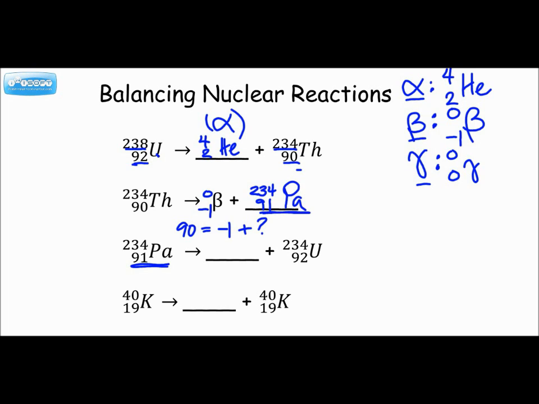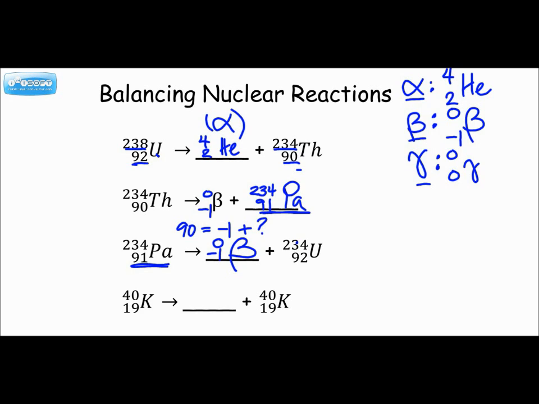So let's look at our third one here. We have 234 and we have 234 on this side. That means we have a zero change. We have 91 on the left, we have 92 on the right. So to equal that out, we have to have a -1. That means beta decay.